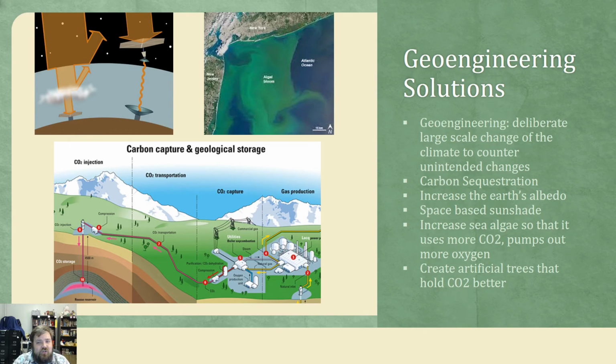Another thing that's actually been tried to some small degree is the idea of making sea algae bloom, right? And as the algae blooms, it gobbles up CO2, it gets fat, it dies, it falls to the bottom of the ocean, and it stays there. That's another way to get CO2 out of the atmosphere. Of course, we could create some sort of artificial tree that would maybe pull CO2 out as well.